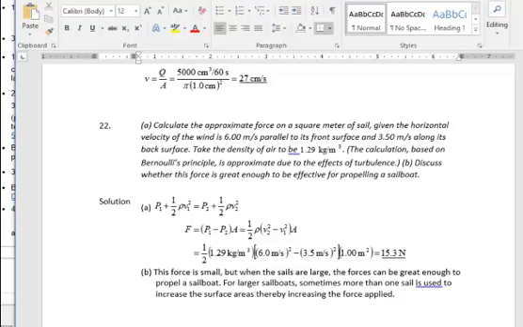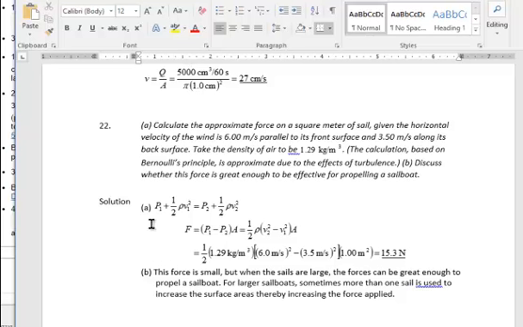Kilograms per cubic meter, which, if you put it in grams per cubic centimeter, is only 0.00129, so much smaller than other materials, because air has much smaller density. Calculation based on Bernoulli's principle is approximate due to the effects of turbulence. Discuss whether this force is great enough to be effective for propelling a sailboat.